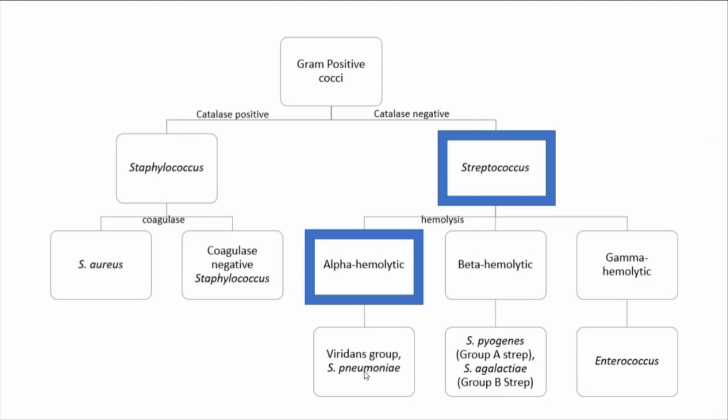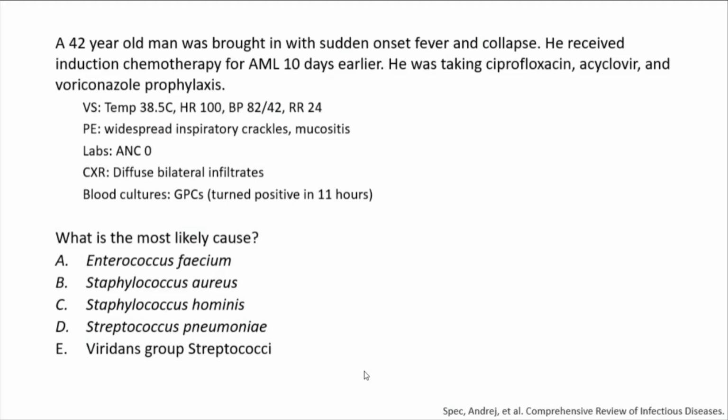And so as a reminder, we're in this alpha hemolytic strep category still. Who wants to read our next question? A 42-year-old man is brought in with sudden onset fever and collapse. He received induction chemotherapy for AML 10 days earlier. He was taking Cipro, acyclovir, and voriconazole prophylaxis. Temperature is 38.5, heart rate 100, blood pressure 82/42.